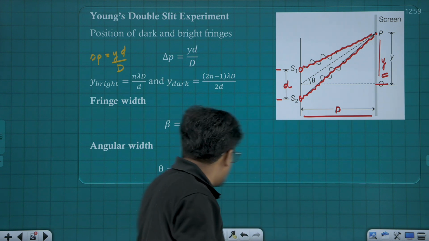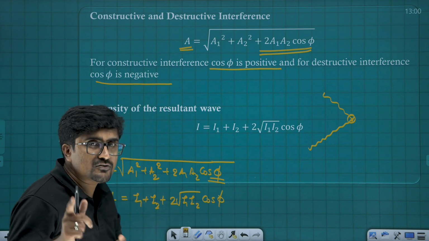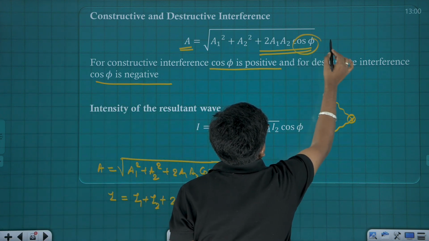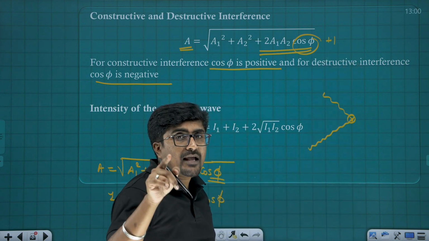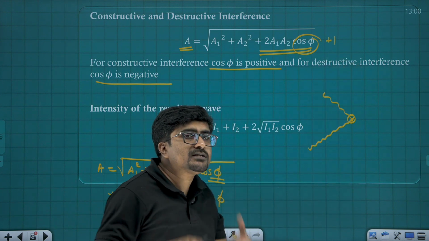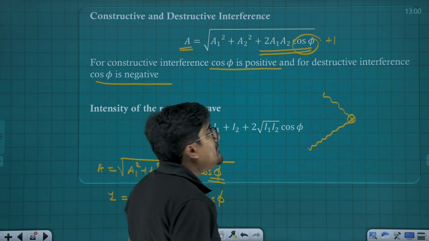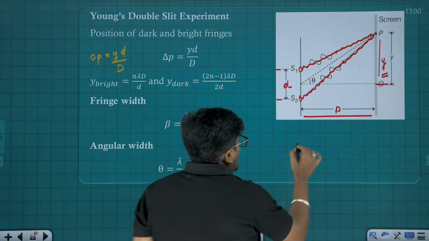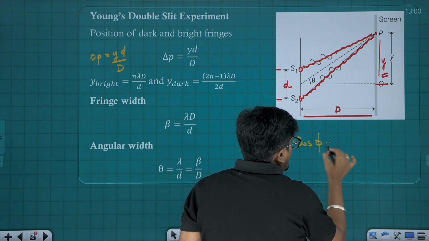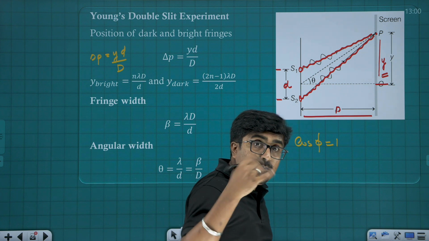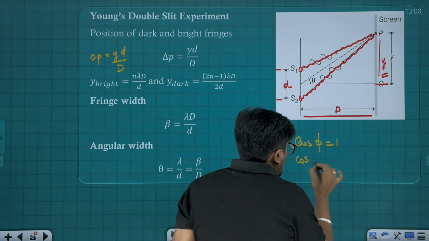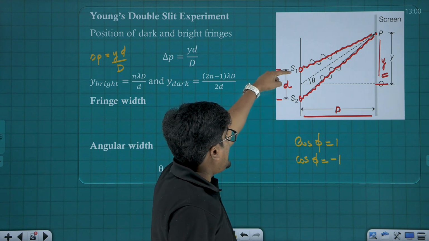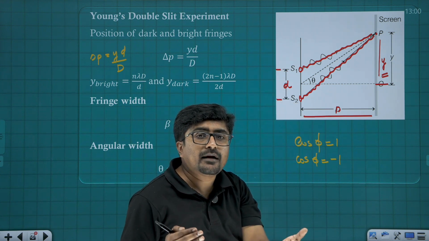So for the best version of constructive interference, we need cos phi as +1, and for the best version of destructive interference, we must have cos phi as -1. So cos phi equal to 1 means bright fringe, and cos phi equal to -1 means dark fringe.